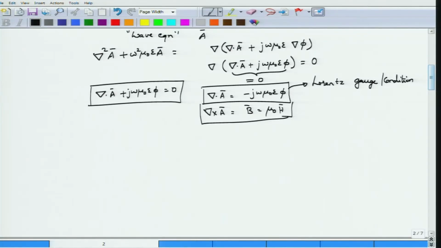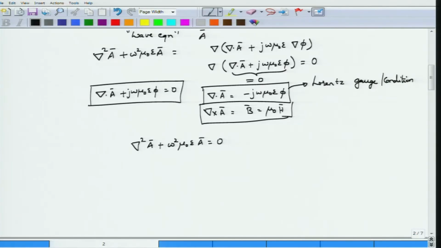And we know from certain vector analysis theorems, from your mathematical analysis, that if I have a vector field and I specify its divergence and its curl, then I have completely specified the vector field. So the way to specify vector field A for me would be to take this divergence to be equal to minus j omega mu 0 epsilon phi. If I take this Lorentz condition, then I get a wave equation for A. So I have del squared A plus omega square mu epsilon A is equal to 0.